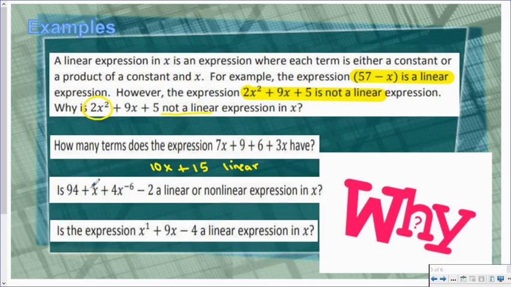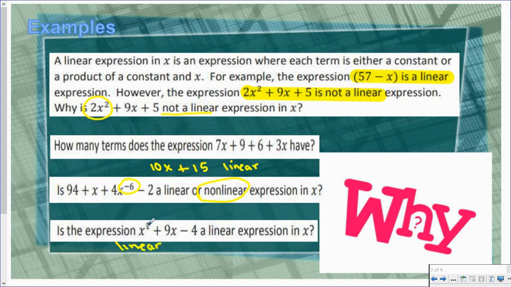Okay, the next one, 94 plus x plus 4x to the minus 6 minus 2. You want to know if this is linear or nonlinear. Well, you wouldn't even have to combine like terms. Just looking at it here, this variable is raised to the negative 6. That makes it nonlinear. Okay. And the very last one is the expression x to the first power plus 9x minus 4, a linear expression. Yes, this is linear.